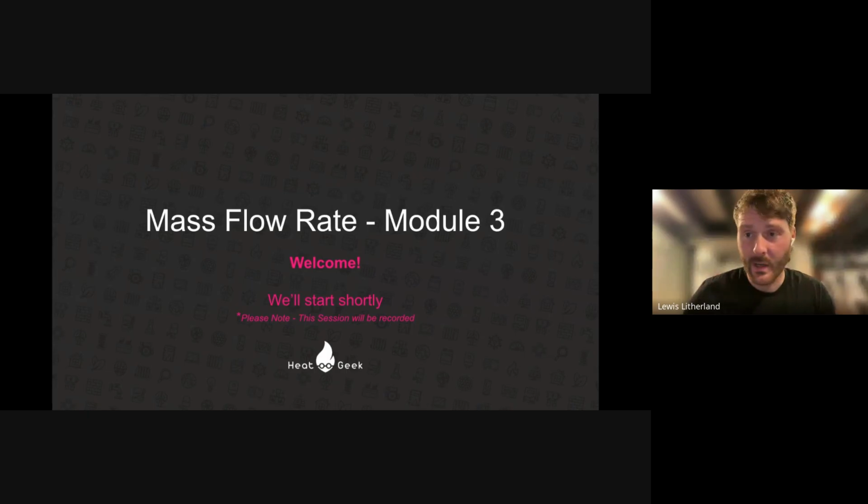It is module 3 now of Awakening, which is mass flow rate, as it says on the screen there. It's actually quite a lot more than just mass flow rate. This is talking about the principles of how we move energy around a house and a heating system, really.